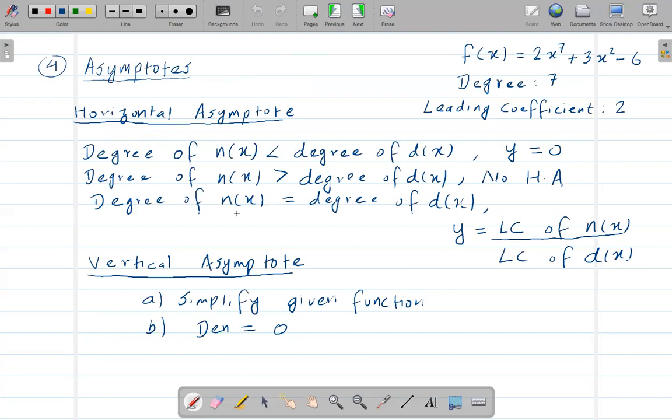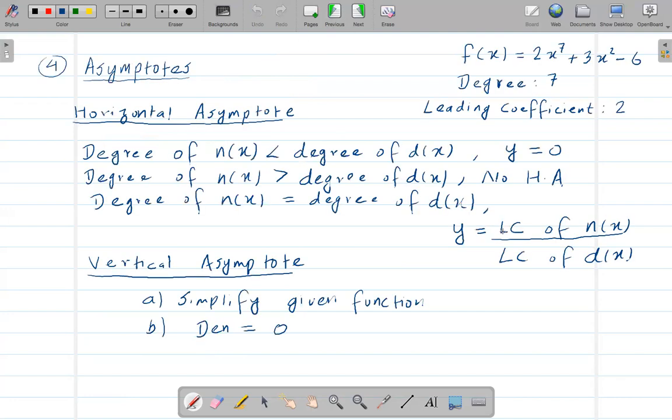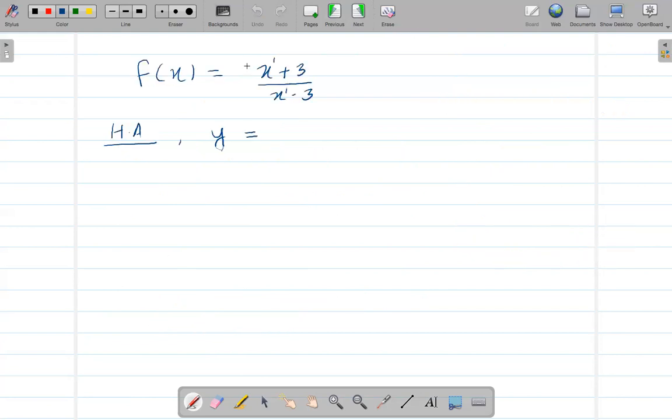So if the degrees are the same, then the horizontal asymptote is y is equal to the leading coefficient of the numerator divided by the leading coefficient of the denominator. Here we can write 1 multiplied by x, and 1 multiplied by x. So 1 divided by 1 is still 1, or we can simply say y is equal to 1.